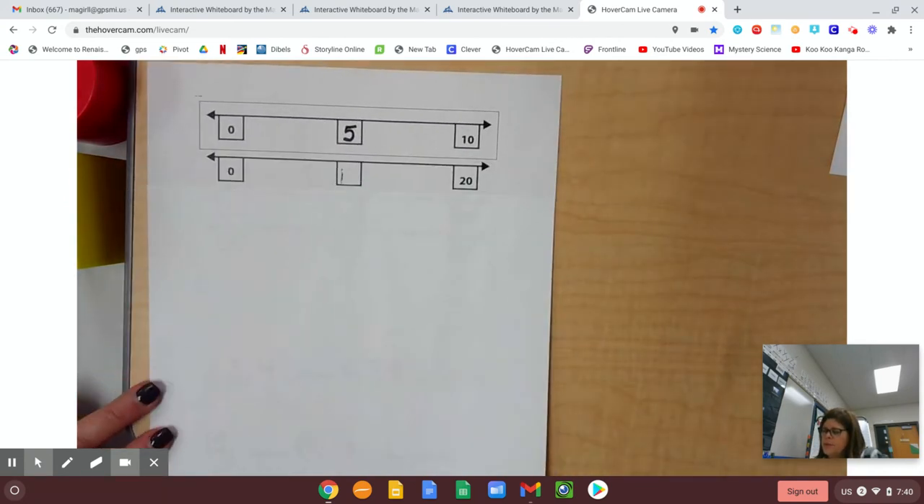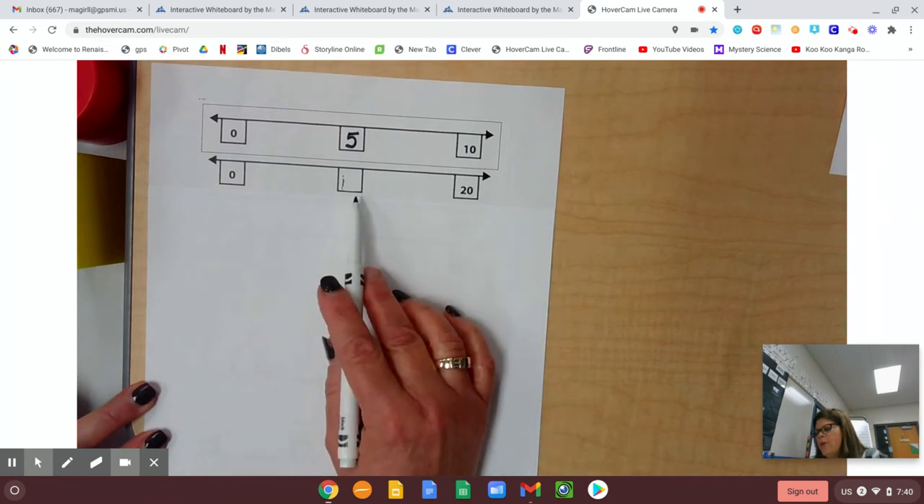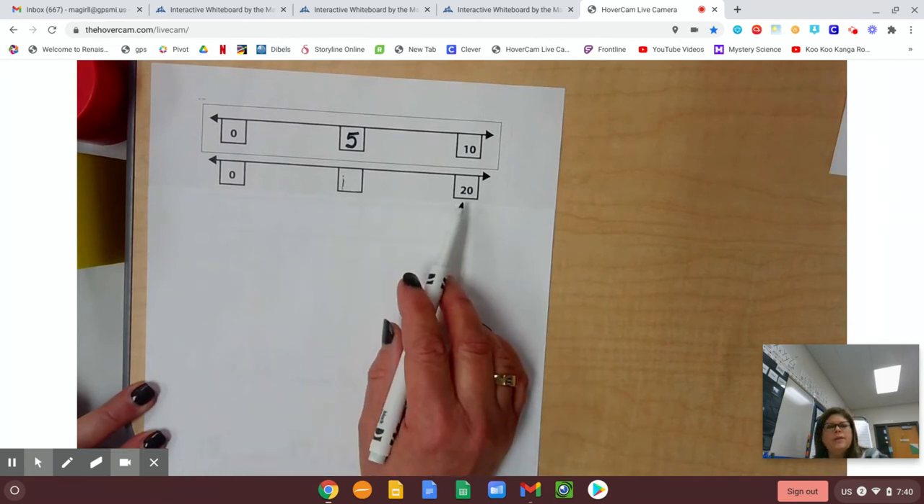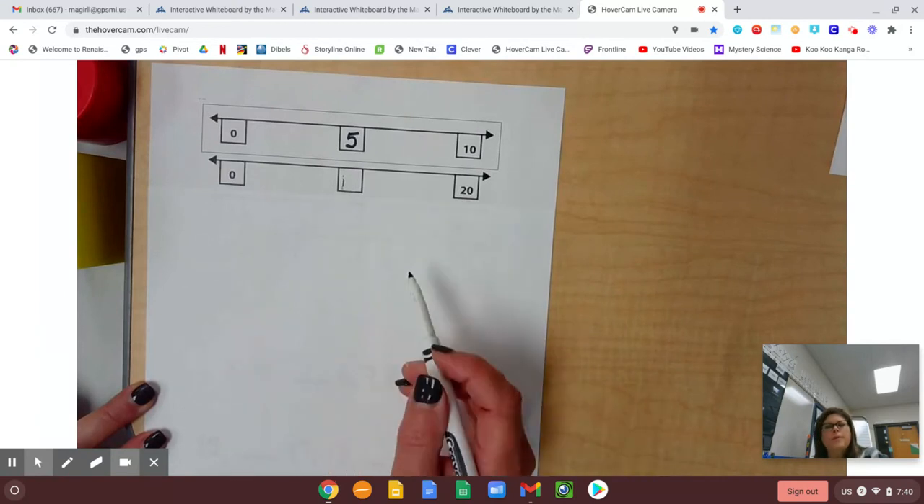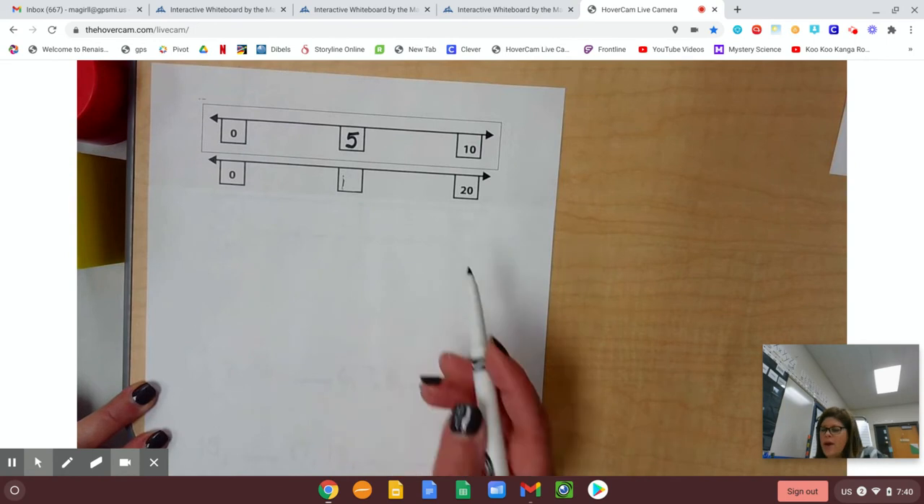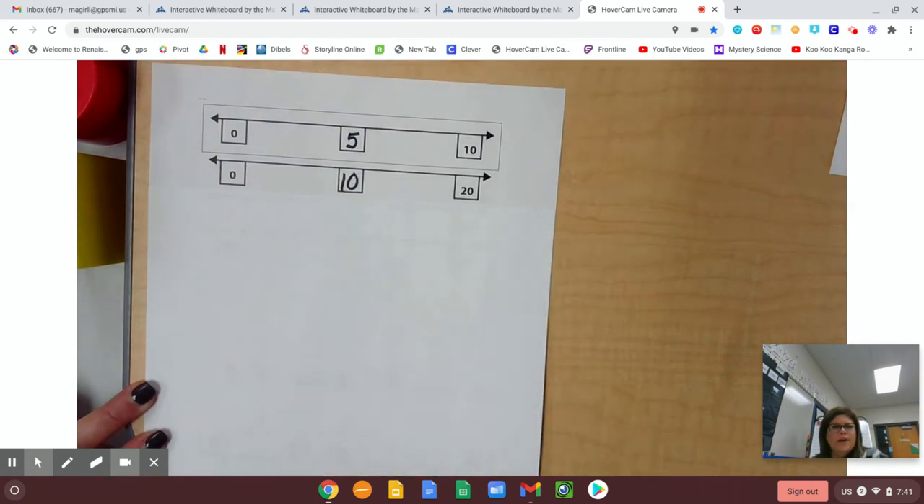Let's go down to the next one. Now we start at 0, and we want to know what's halfway to 20. Or what two numbers make 20? What's halfway? 10 is halfway. Yay! Good job.